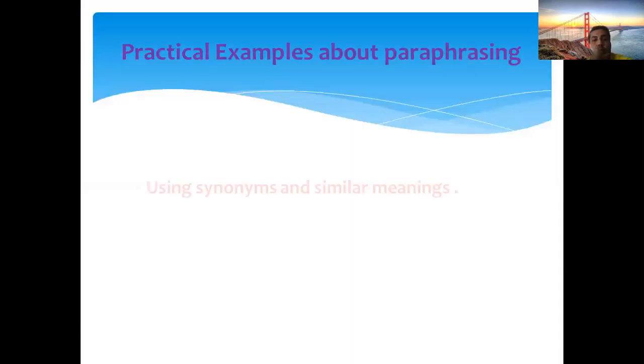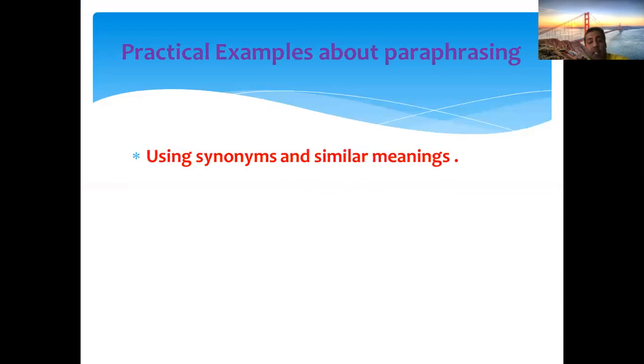The first one is using synonyms and similar meanings. As I said, I'm not going to use abstract words. I'm going to give you everything practically to enable you to do this on your own. For example, we have a sentence here, and I took all the sentences from the passage that I chose today. The first one is: empathy is very important.